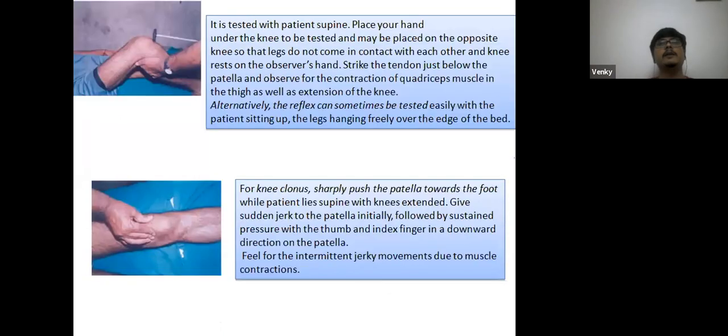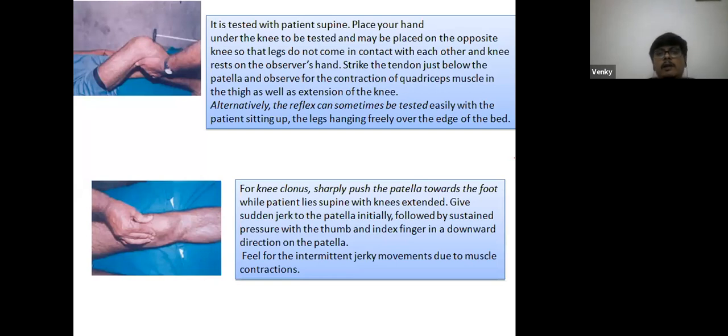This is knee jerk. For knee and ankle, you can do this test both in sitting as well as supine position. In sitting position, ask the patient to sit at the end of the couch and hang the leg, and you just give a tap over the patellar tendon. You will see the response. Otherwise, you can put the patient in supine position and hold it like this.